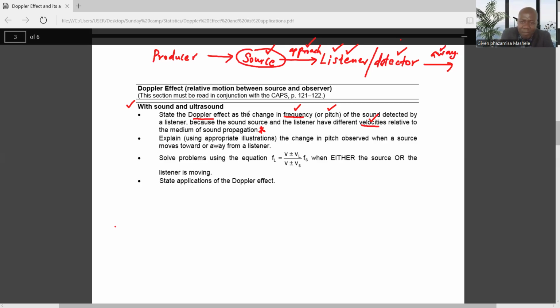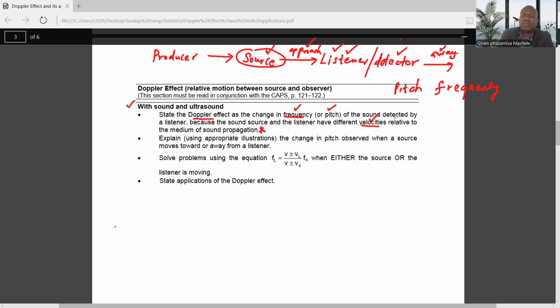That apparent change in frequency or pitch is called Doppler's effect. We will be using the wave pitch and the wave frequency interchangeably.